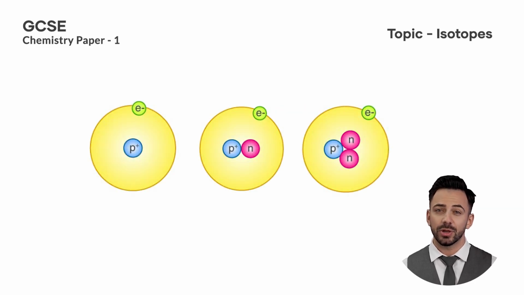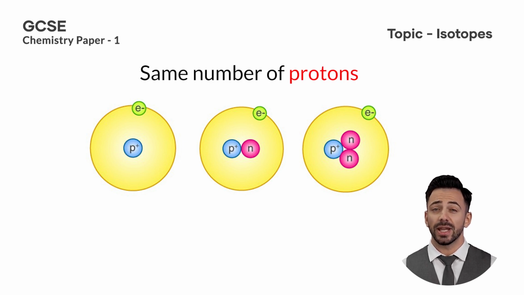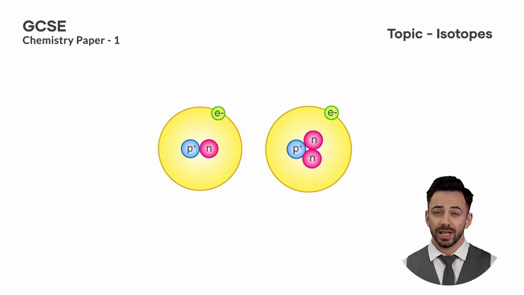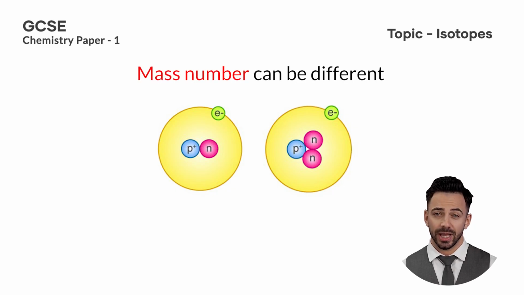So what do isotopes always have the same number of? They always have the same number of protons. That's why they are the same element. What can be different between two isotopes of the same element? Their mass number can be different because the number of neutrons is different.